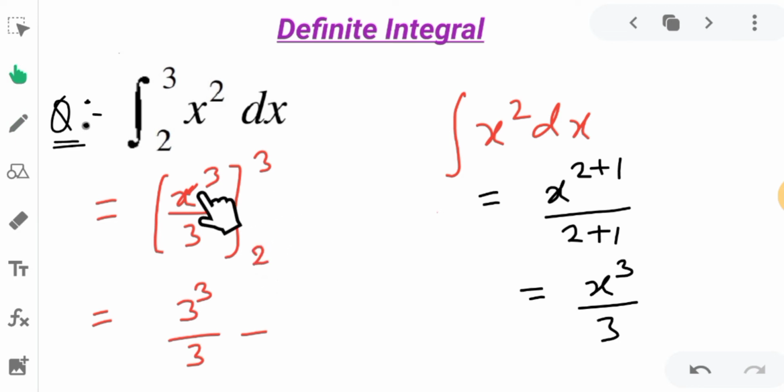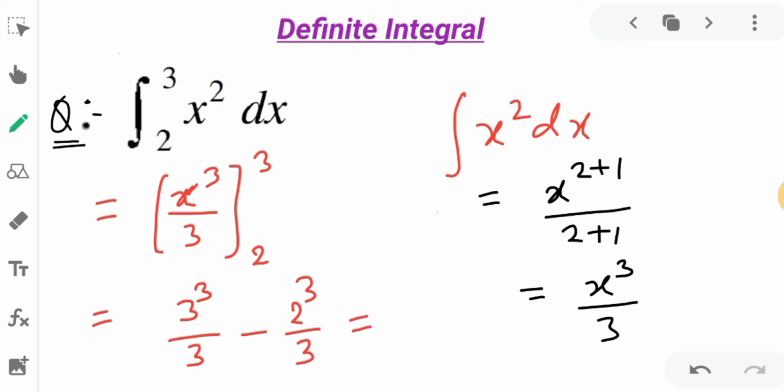I already put the upper limit, x value as 3. Minus the lower limit. Lower limit means I will put x value as 2. Upper limit minus lower limit. So 2 cube upon 3. After this I will do the calculation. That will be our result.